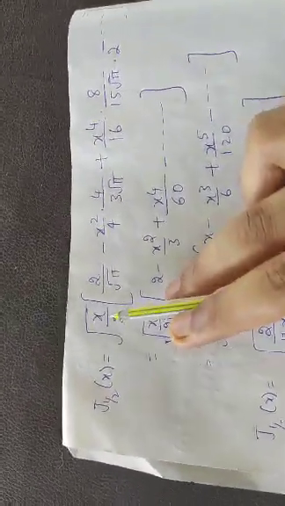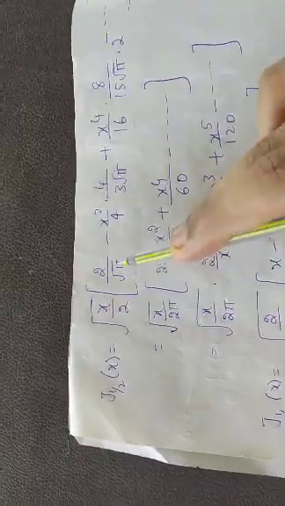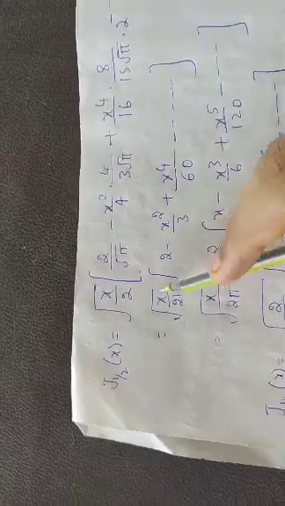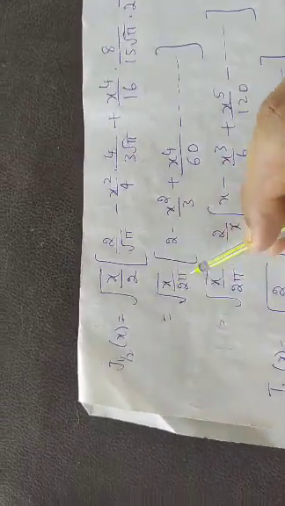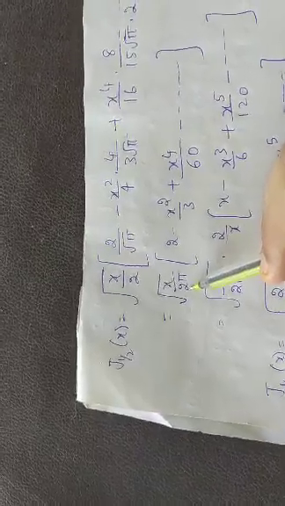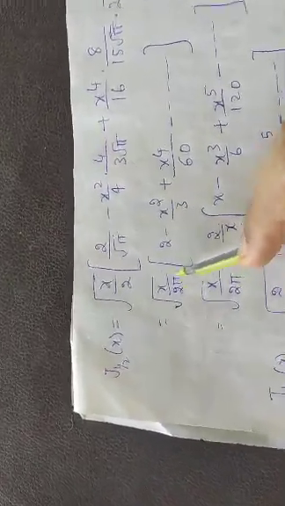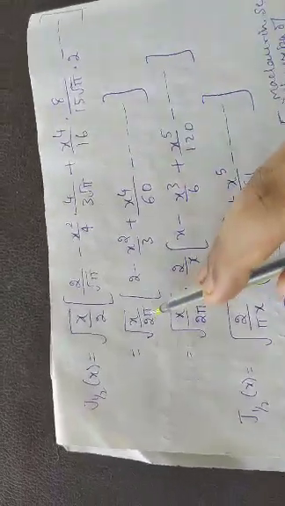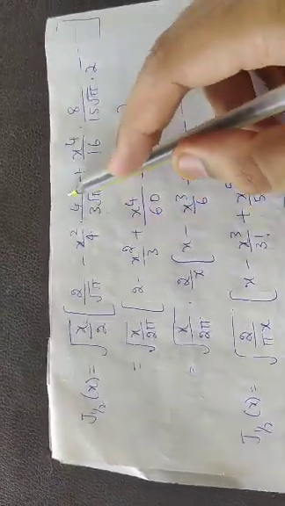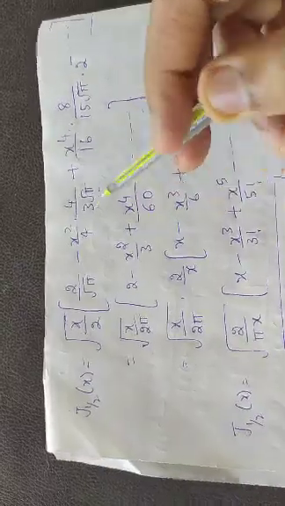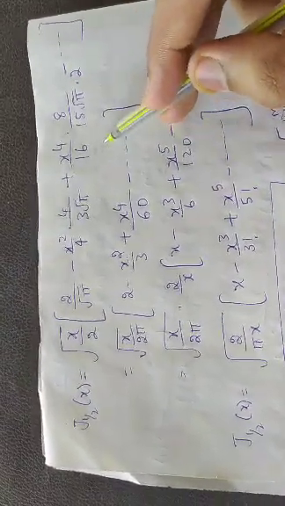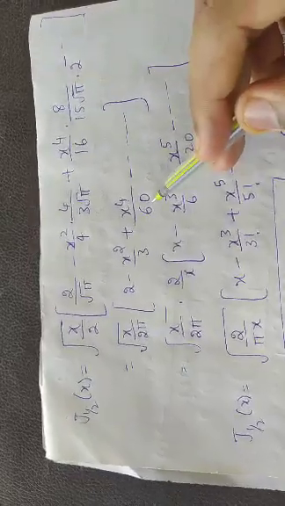Next, observe that in every denominator root pi is there. So x by 2 as it is, and one root pi from the denominator will come outside, or we can take it as common. Taking root pi as common from the denominator, write what is remaining: 2 minus, 4 and 4 will get cancelled, x square by 3, plus x power 4 by 8 1s are 8, 2s are 15, 2s are 30, 30 2s are 60.